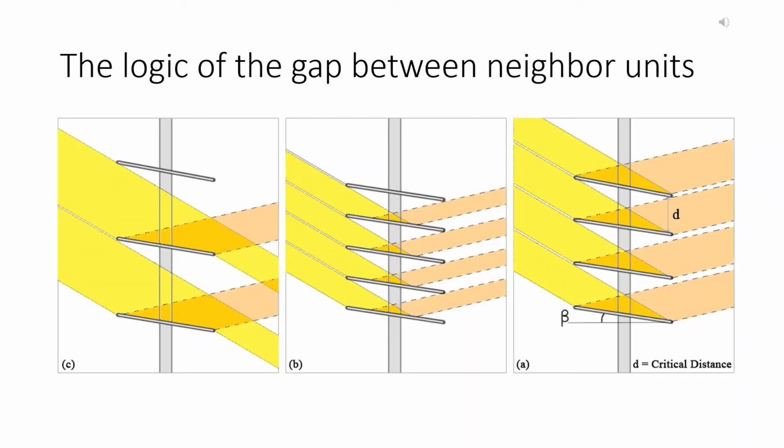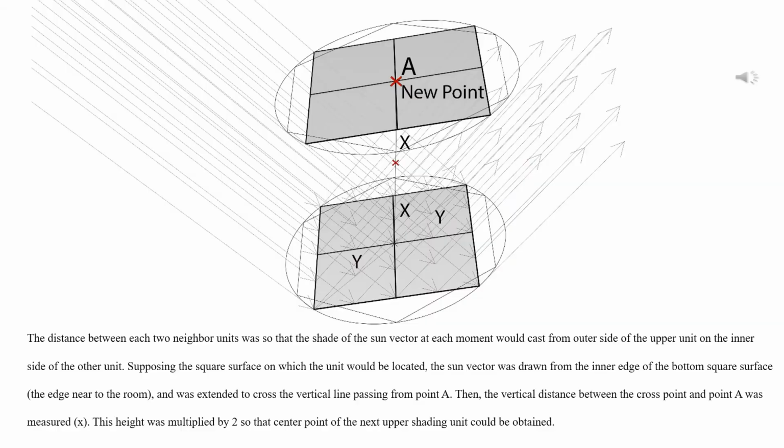However, some important notes should be considered. The gap between each two kinetic shader units should be such that the sun can neither directly penetrate inside the room, nor be prevented from indirectly getting inside the room. So the distance between each two shader units would be such that all of the sun would indirectly get into the room. Here you can see the logic based on which I defined the gap between each two surfaces.